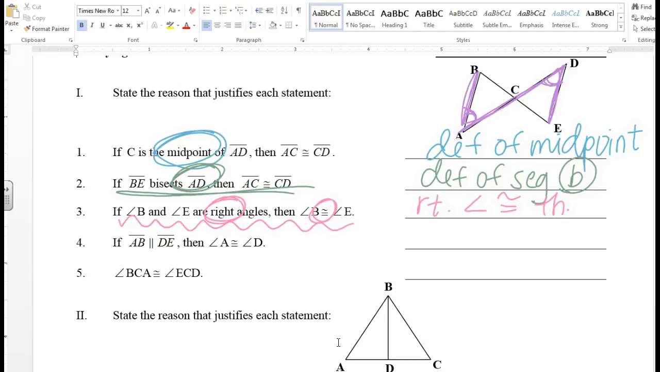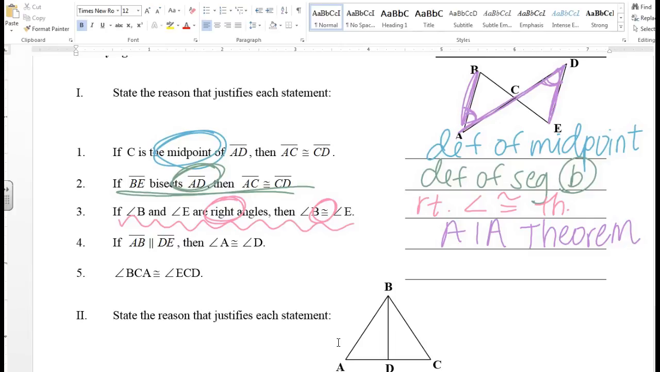What do I write? What does it say on your page? I can write AIA, but what do I write after that? Theorem. Or TH would be fine. It's the alternate interior angles theorem.